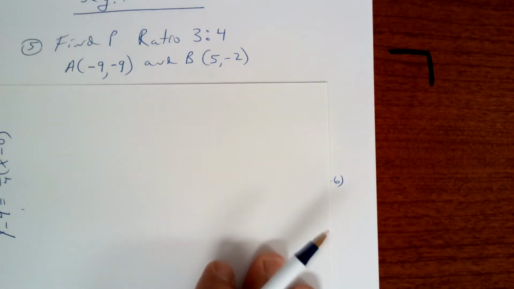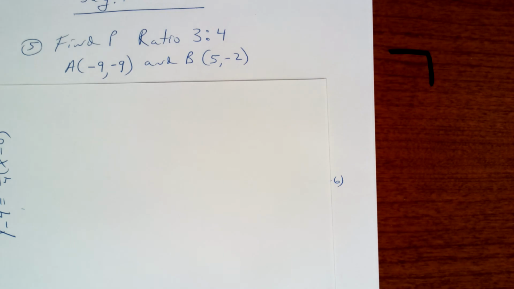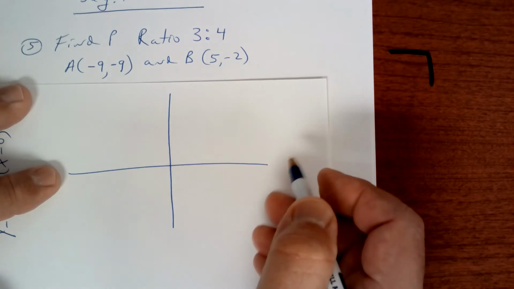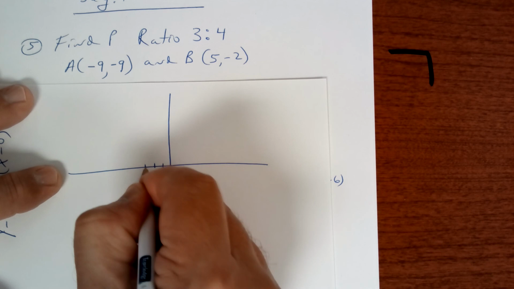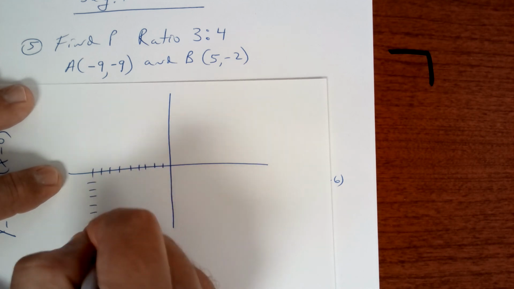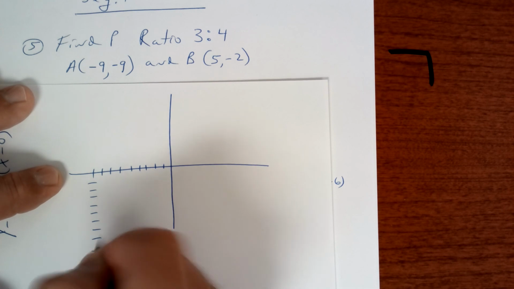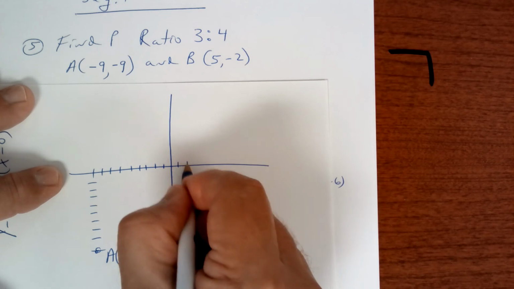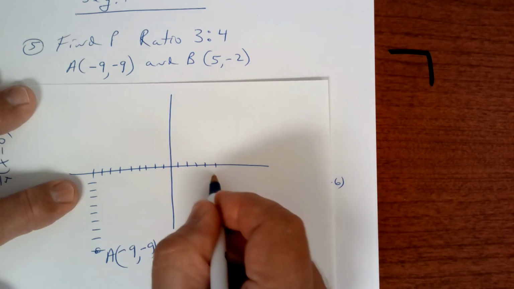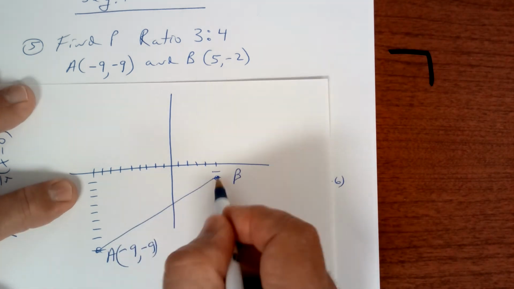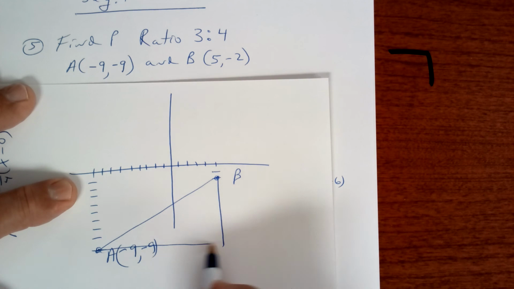Copy this problem down here, graph it, and make a right triangle. So negative 9, down, 9, put an A. This point is over 5. Down, down 2. Make a right triangle. Okay, remember?